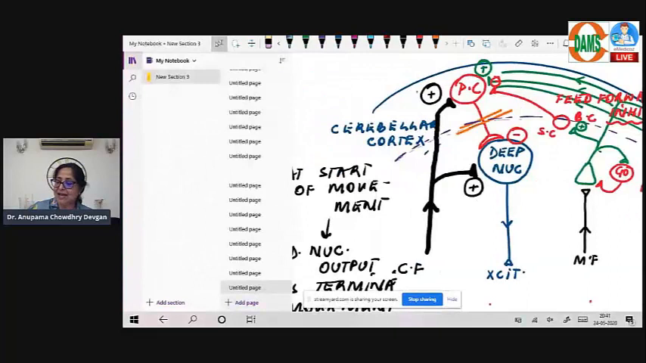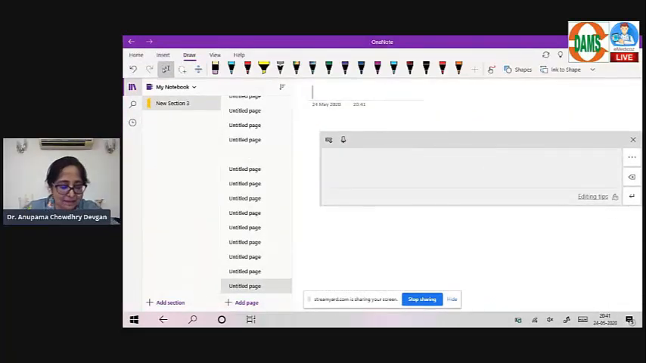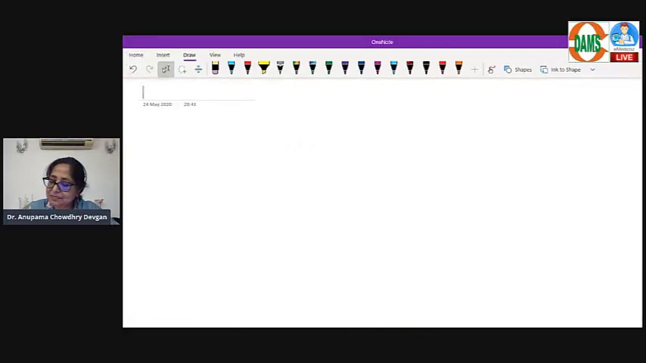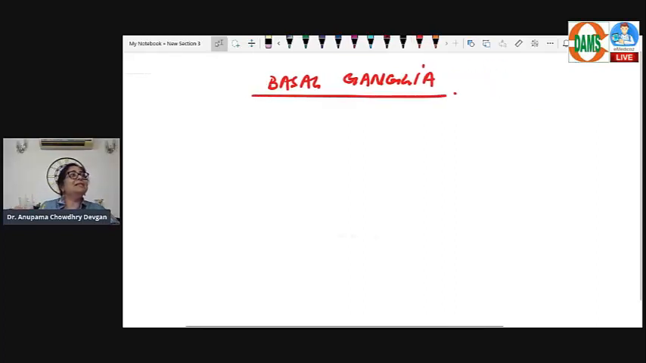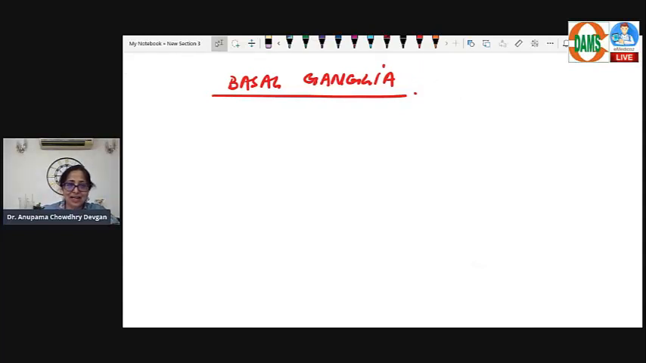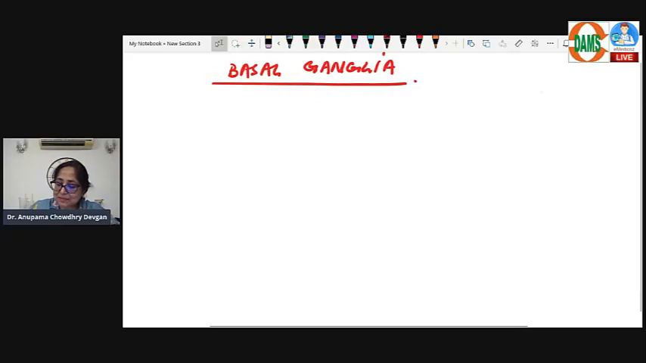Let's see basal ganglia. Let's go on to basal ganglia. Now, as far as the basal ganglia is concerned, when you look at the basal ganglia, what is basal ganglia? This is involved again in motor planning.